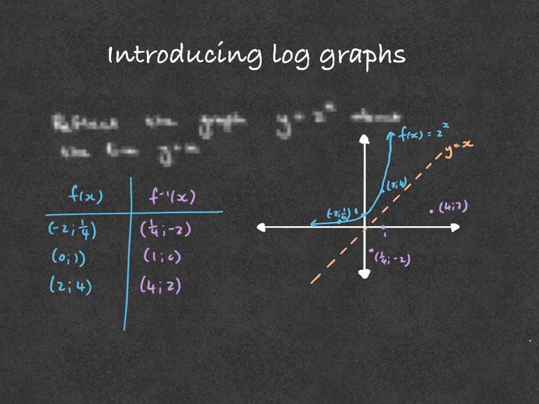Okay, so what's going to happen to this graph? In the original graph, this one is tending towards positive infinity, so the y values tend to positive infinity. What's going to happen in the inverse graph? If it swaps around, now the x values will tend towards positive infinity. And the x values here tended towards negative infinity. Therefore, with the inverse of this, the y values will tend towards negative infinity. So hopefully that makes sense to you.